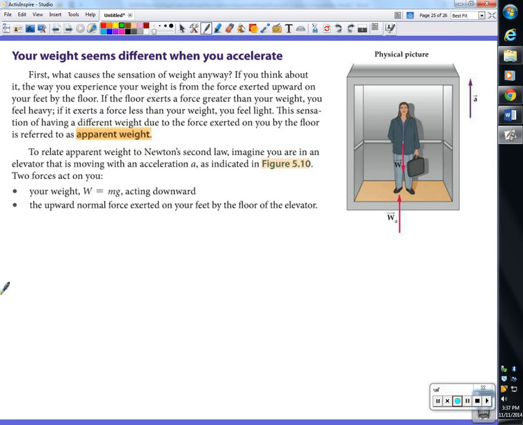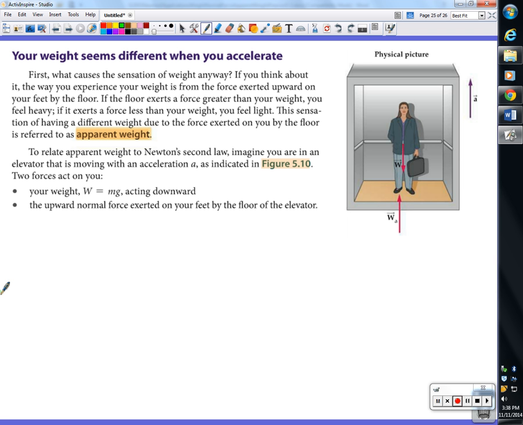But in a situation where vertical acceleration occurs, the normal force needs to change in order to produce a net force either up or down, depending on how you want to accelerate. That then causes your apparent weight, or what it quote-unquote feels like you weigh, to change.